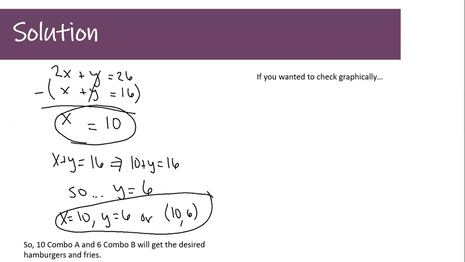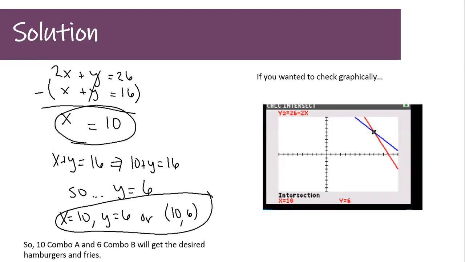Now, suppose we wanted to check that graphically. If the problem hadn't told you to solve by elimination, or maybe you just want to double check your work, you could graph y equals 26 minus 2x and y equals 16 minus x. Remember, you have to solve each one for y first, and you would get these two lines. If you use that intersect tool, you'd see that x equals 10 and y equals 6, which is exactly what we just found.